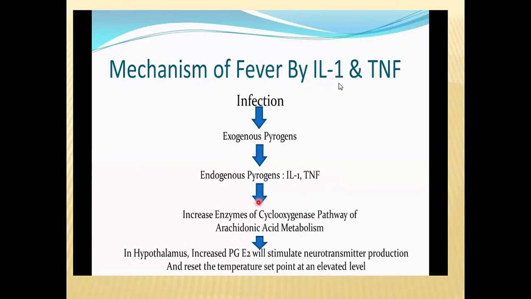What does it do? It increases enzymes of the cyclooxygenase pathway of the arachidonic acid metabolism. So this one will send a signal to the hypothalamus, increasing prostaglandin E2. PG is prostaglandin, which will stimulate neurotransmitter production and reset the temperature set point at an elevated level. So the temperature set point is found in the hypothalamus.